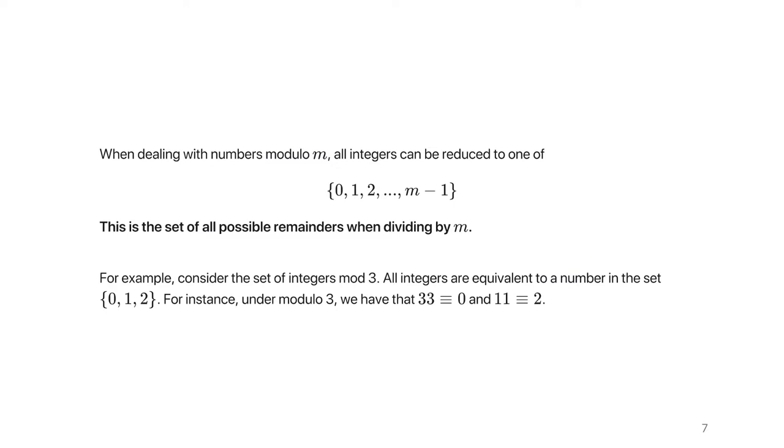Is that clear? So given any integer, if we're working modulo m, you can always find its most reduced form, or standard form, as being the number that's in this set, 0 through m minus 1. Is that clear? Any questions with this?